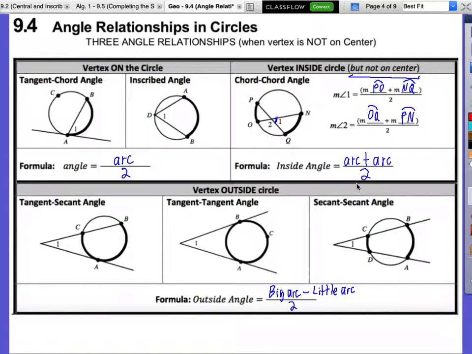So the way I like to remember this: bark minus lark divided by 2. Bark minus lark over 2. I actually picked that up during my student teaching. I learned that from another teacher, and I love that. Bark minus lark over 2. Because you can say bark, and what barks? A doggo. So bark minus lark over 2.